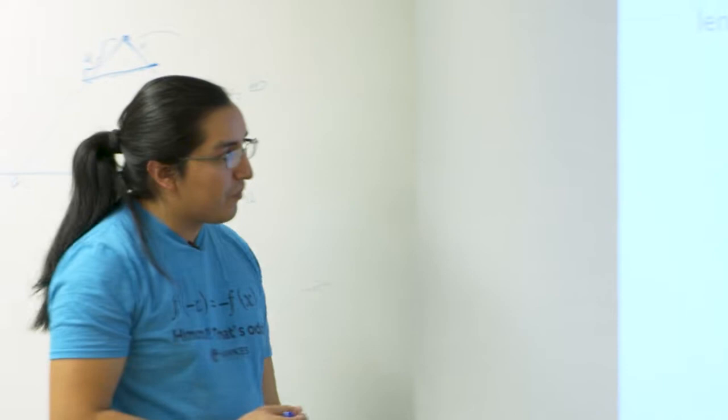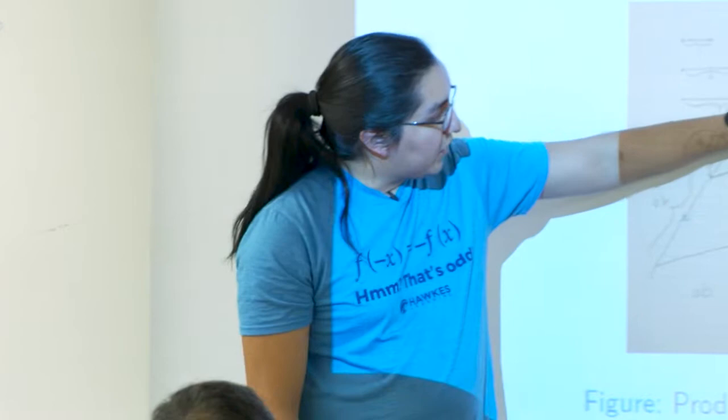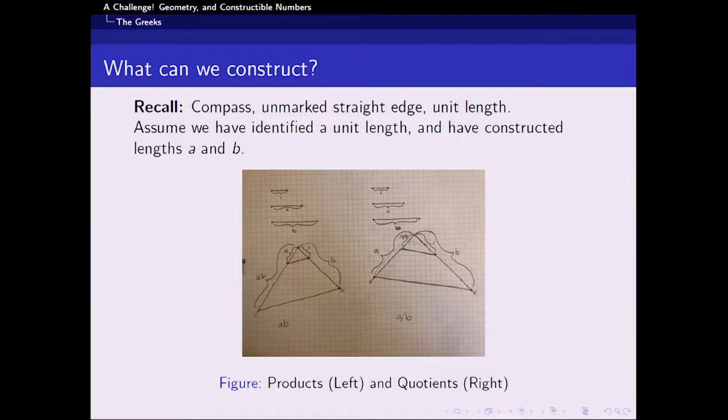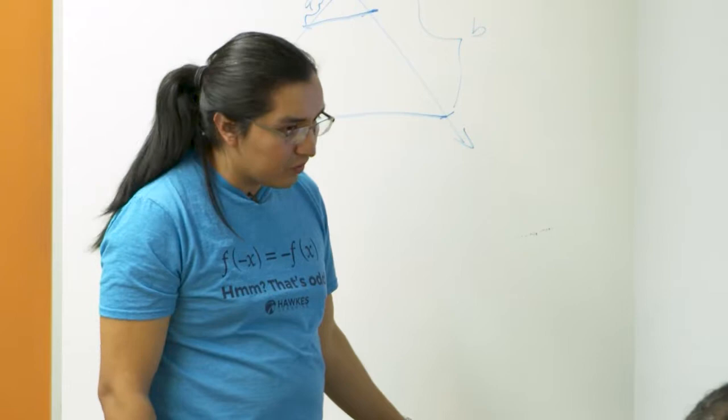And a similar argument for the quotients. The difference is that we start by constructing this segment A, then going to segment B, our unit length here. But then first we draw this bottom segment first, and then we go to making this top segment as being parallel to the bottom one, and finding that the smaller segment is the quotient of the two segments, A and B.